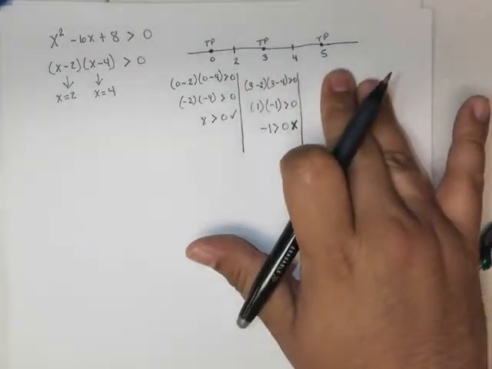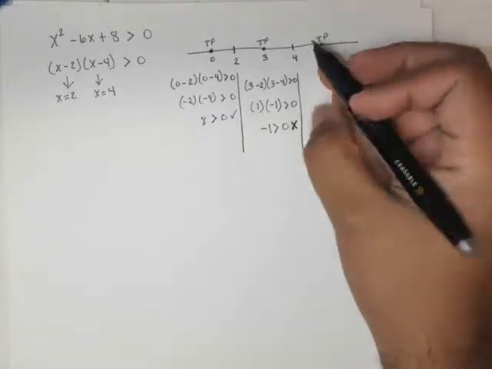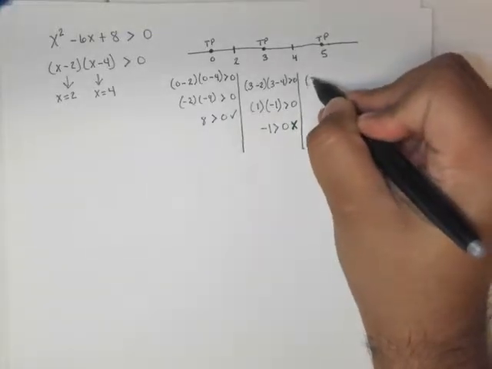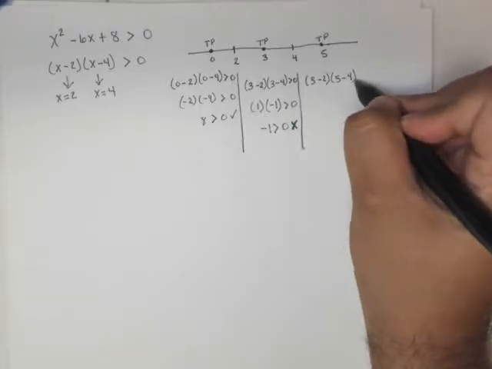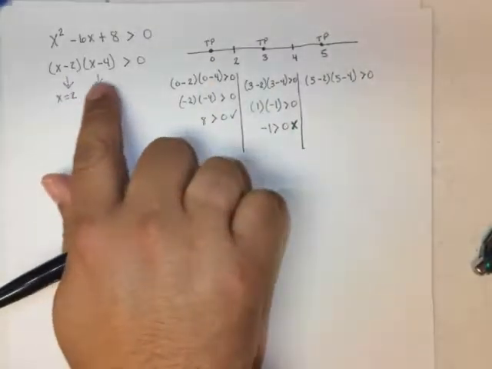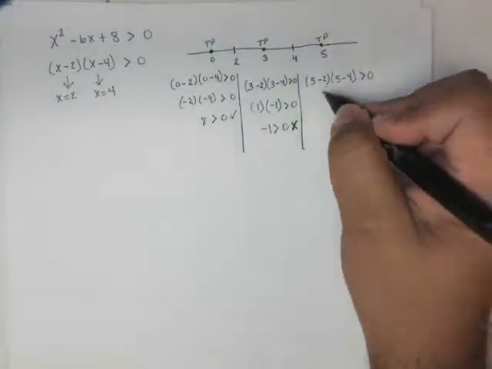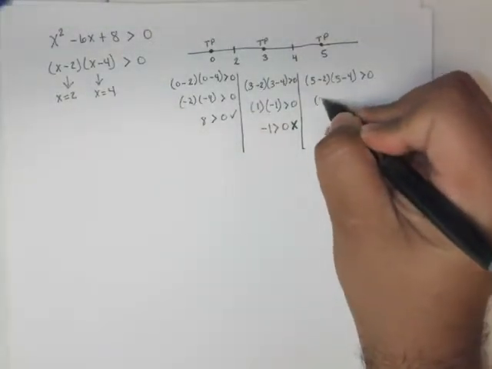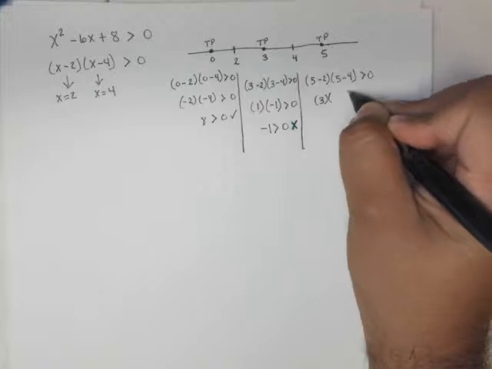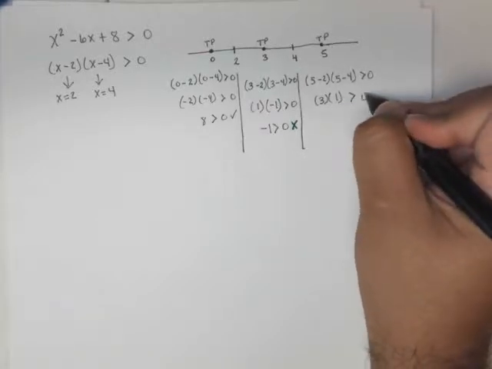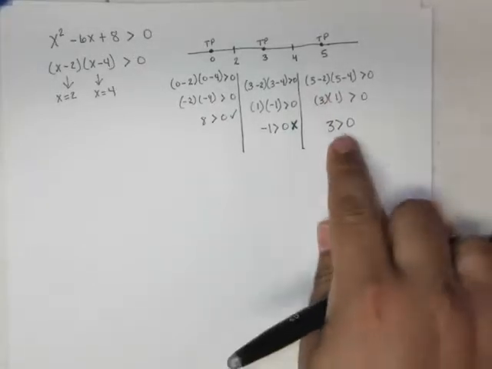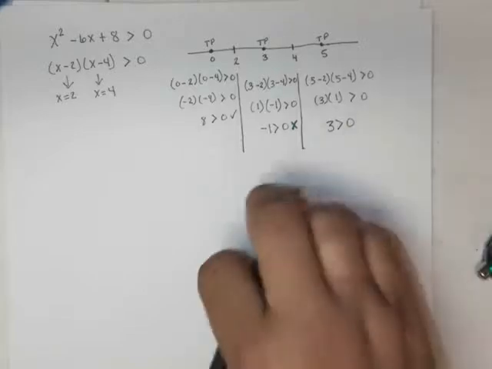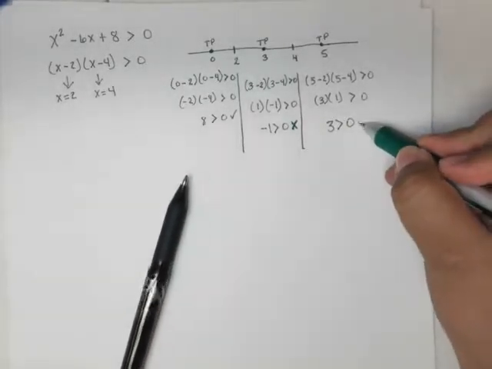Now we just need to look at this last region right here. So in here we're going to plug in 5 minus 2 and 5 minus 4, and we're checking if it's greater than 0. Remember, we're plugging it in this region right here. So what's 5 minus 2? 5 minus 2 is 3, and 5 minus 4 is 1. And 3 times 1 is 3. And so, of course, 3 is greater than 0. So in this area right here, this statement is true.